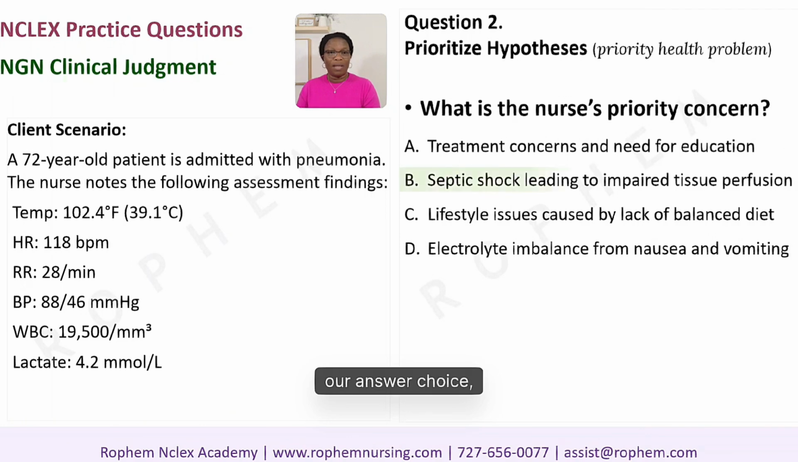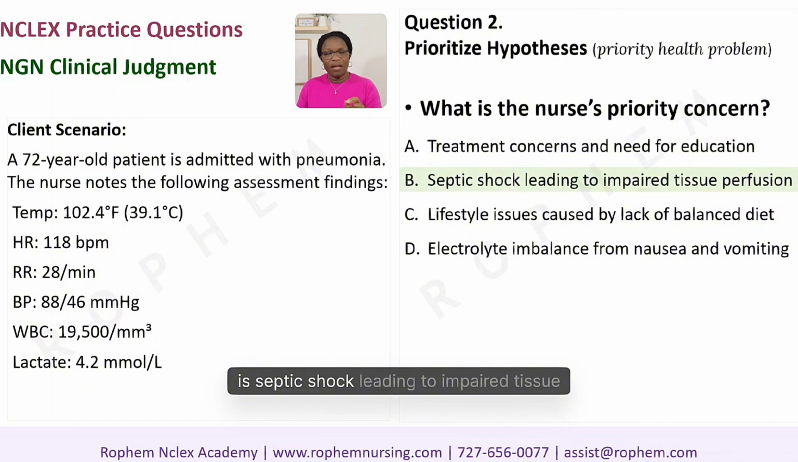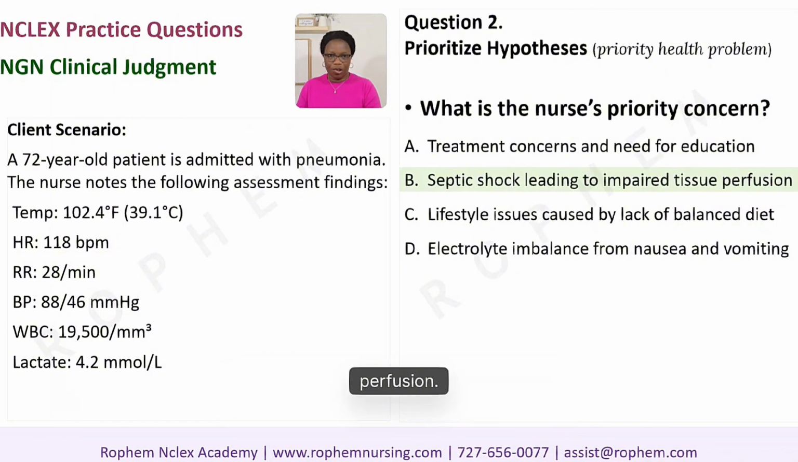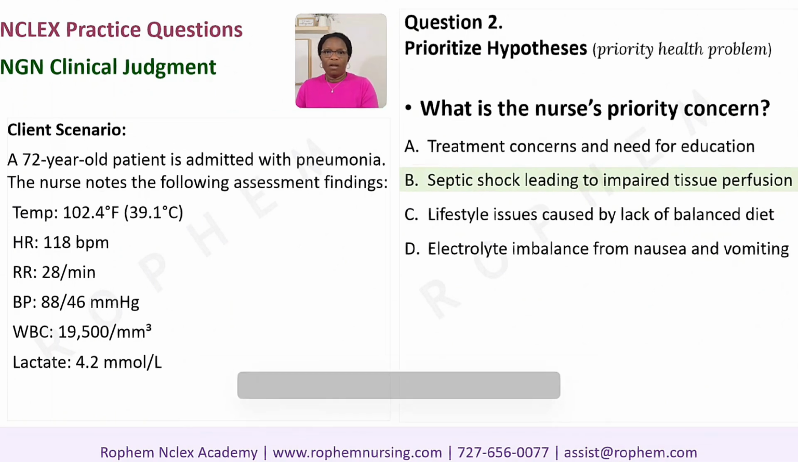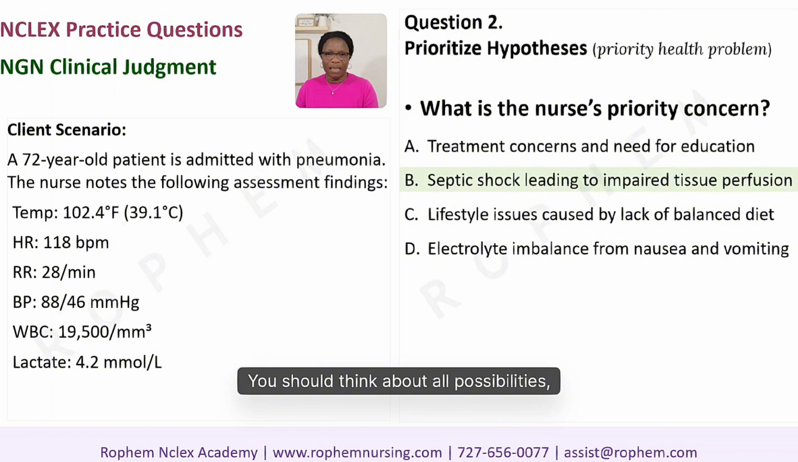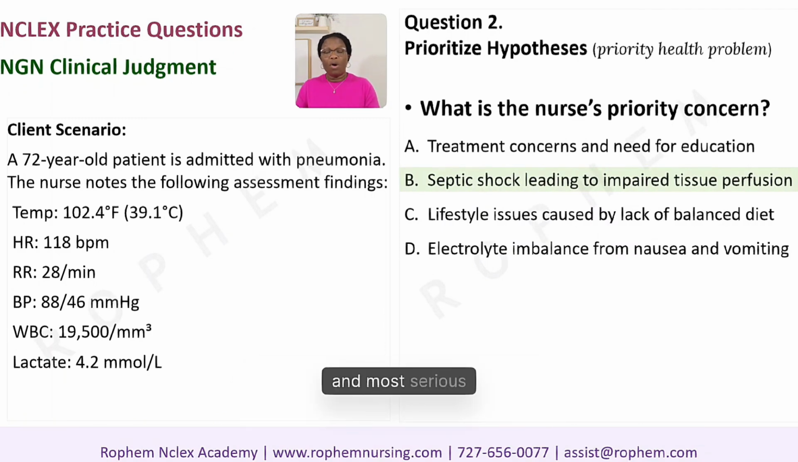Now, our answer choice, the one that has so much to do with this situation, is septic shock leading to impaired tissue perfusion. And we need to make sure that we understand why. When you think about this step in the NGN clinical judgment, you should always be ready and make sure that you know what you are looking for. You should think about all possibilities of what is happening in that client situation. Then you decide what is most likely and most serious relevant to that situation.